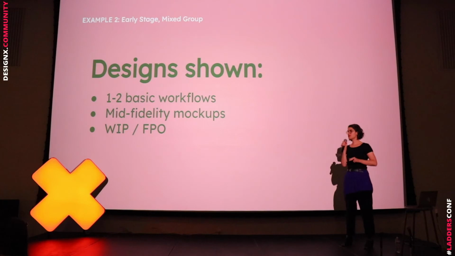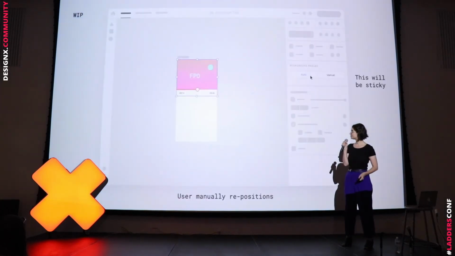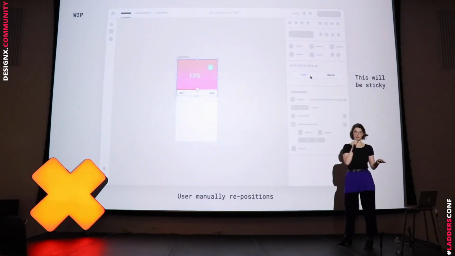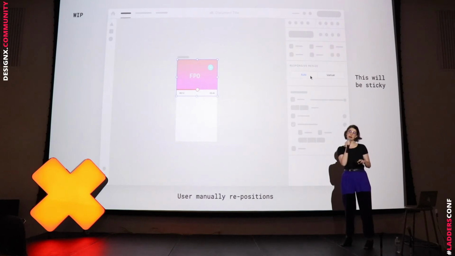So this is also very similar to the previous example, but the difference here is, again, being very explicit that this is early work. I would show the same amount of stuff at the same fidelity, but really stamp everything with WIP, which means work in progress, and FPO if it's any kind of assets that aren't going to be final. FPO means for placement only.